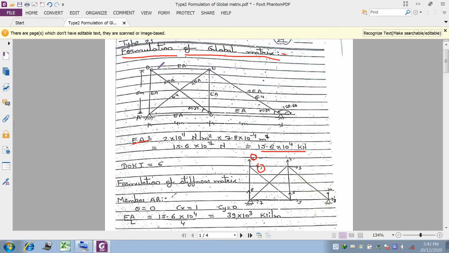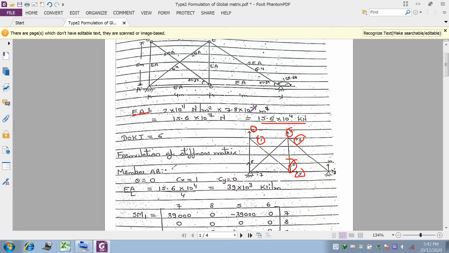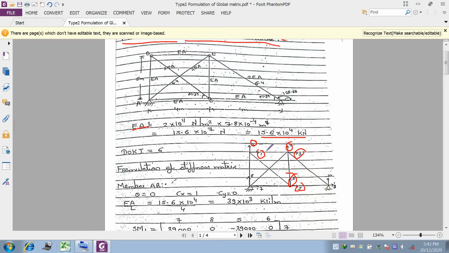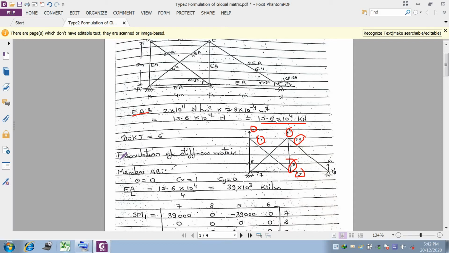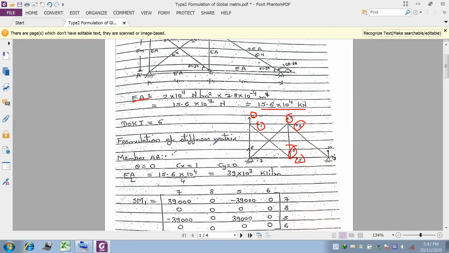Then next to D is E, so here you can write the coordinates as 3 and 4. So these are the 4 coordinates. Then the next point is the B point. This is 5 and this is 6. And if you see that joints A and C are the supports, and these are fixed supports, so here the degree of kinematic indeterminacy will be 0. So that means you have to calculate the DOKI, degree of kinematic indeterminacy, at points 1, 2, 3, 4, 5, 6. Okay, so let us see how to calculate the formulation of the matrix.